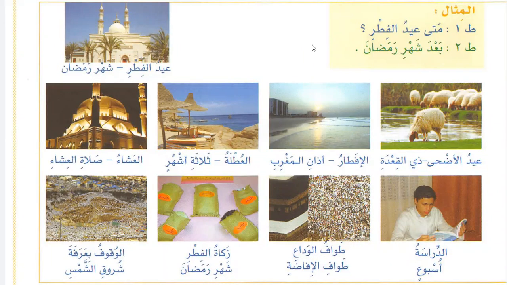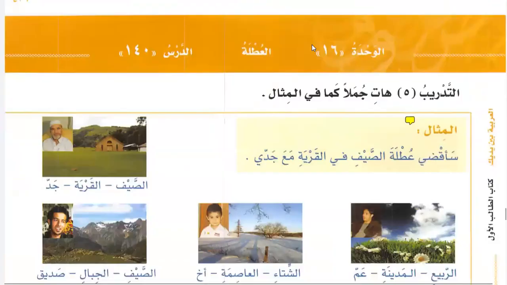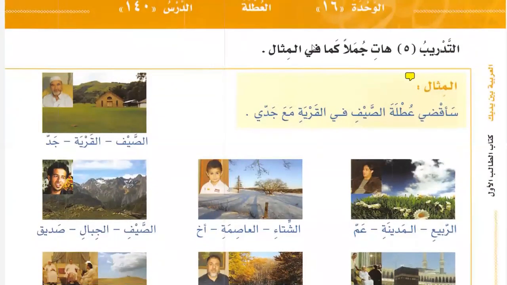Zoya, you are first now. Mata dirasatu? Ba'da usbu'in. Mata tawaful wada'i? Ba'da tawafil ifadati. Mata zakatul fitri? Ba'da shahri Ramadan. Mata wukuful bi arafati? Ba'da shuruqish shams.